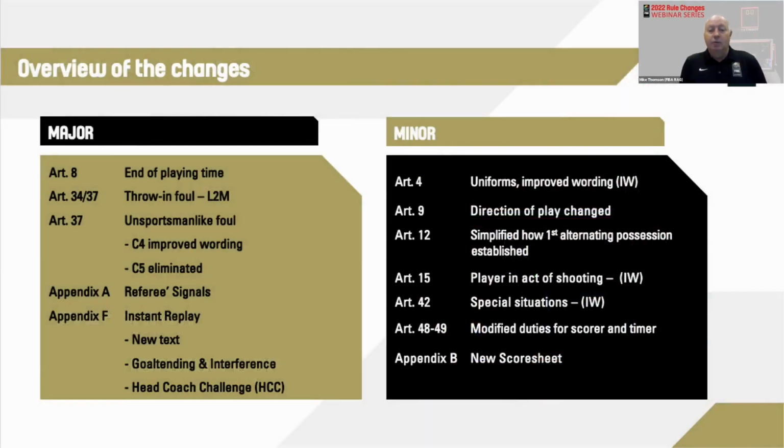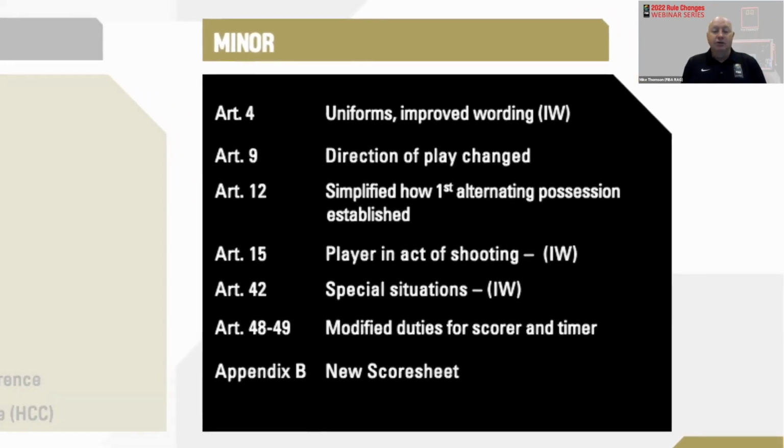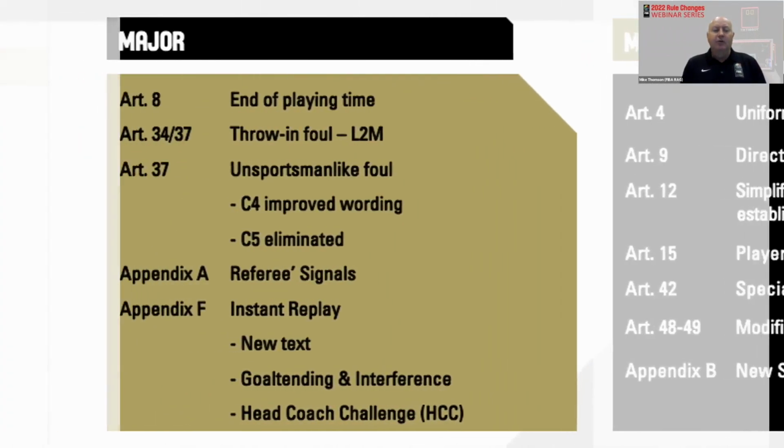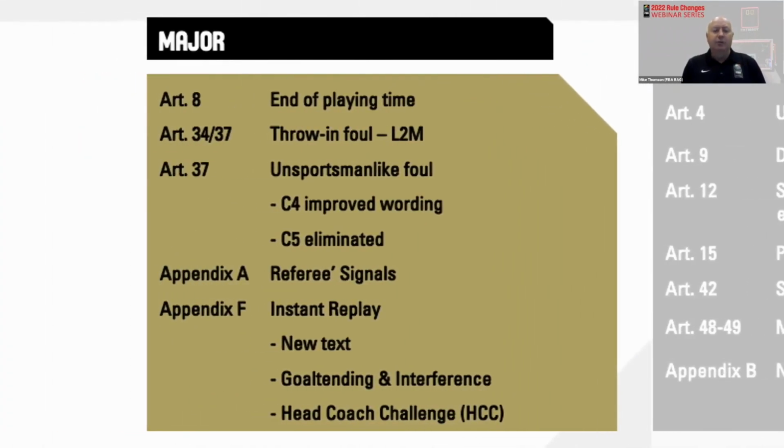On this slide, we're presenting an overview of the changes. On the right are our minor changes. We will walk through these. It's important to recognize that the majority of these minor changes are really just about improved wording, and that's why you see the letters IW in brackets after a particular article. There are some things that will have an effect on the game, often at the very beginning of the game, and some changes for our scorers and timers, but all very simple. On the left are the major changes, which will be the focus of our presentation today.